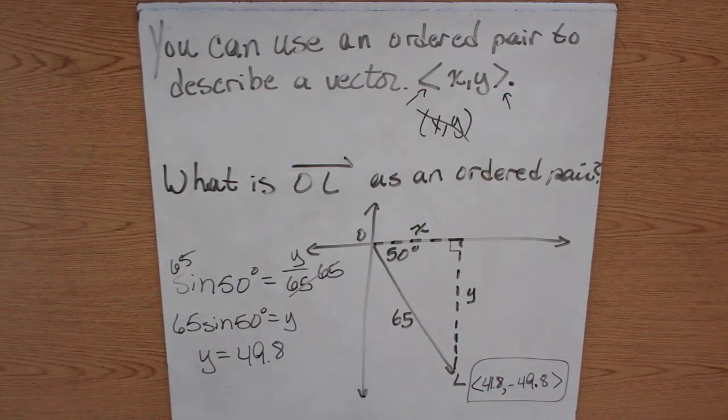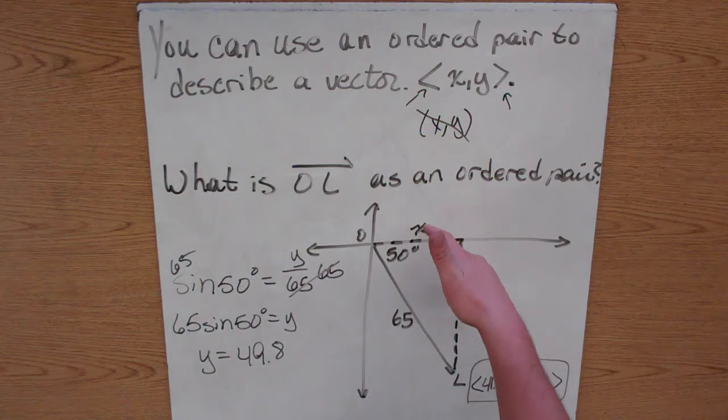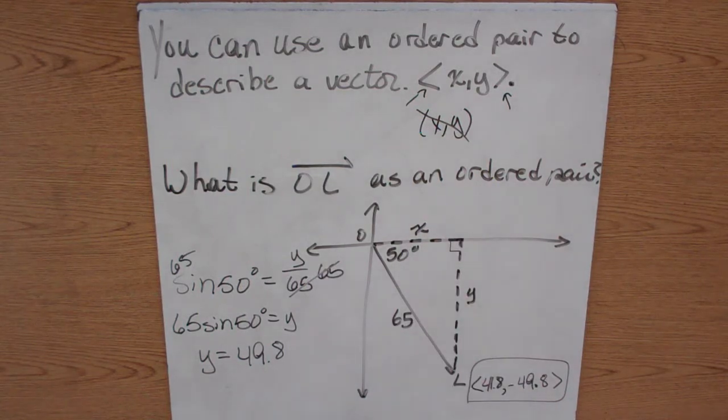So all we did was we used our trigonometry that we learned back in 8-3. We made this into a right triangle. We took our angle and the length of our vector and solved for our two side lengths using sine and cosine. That's all there is to it.